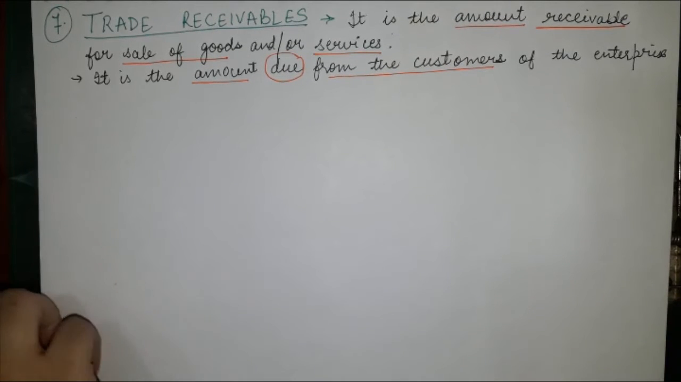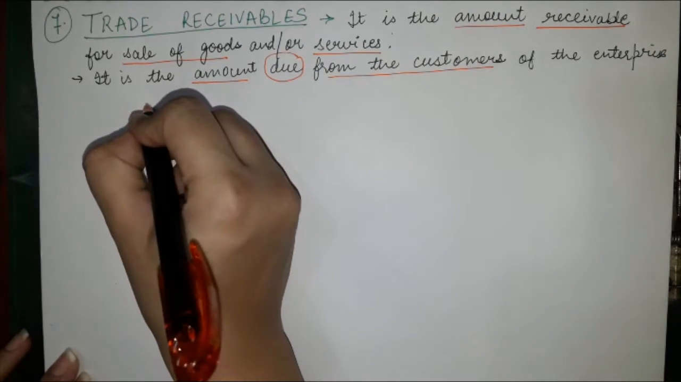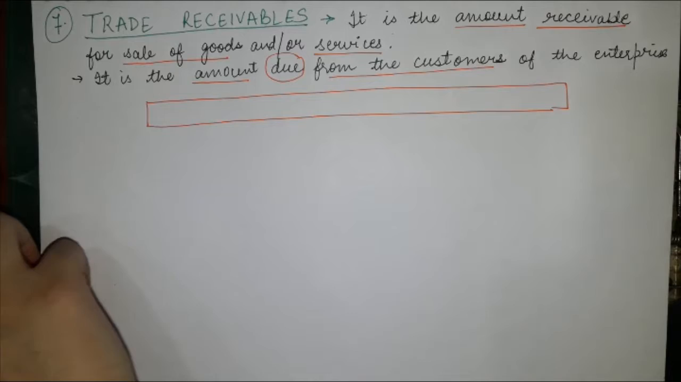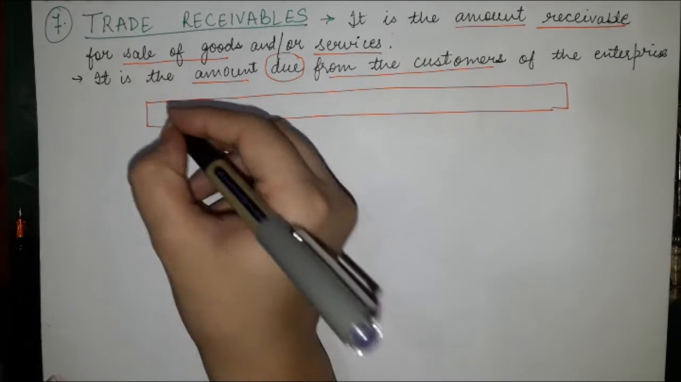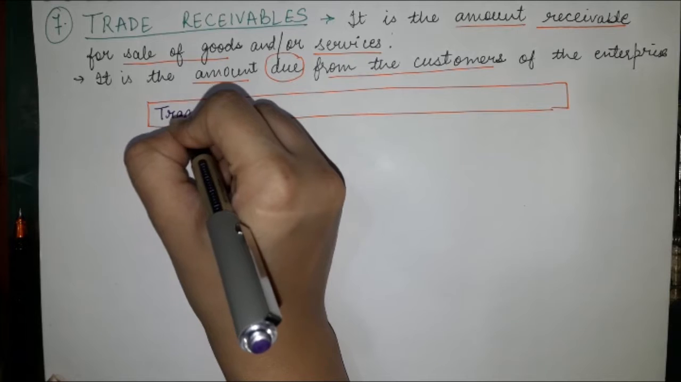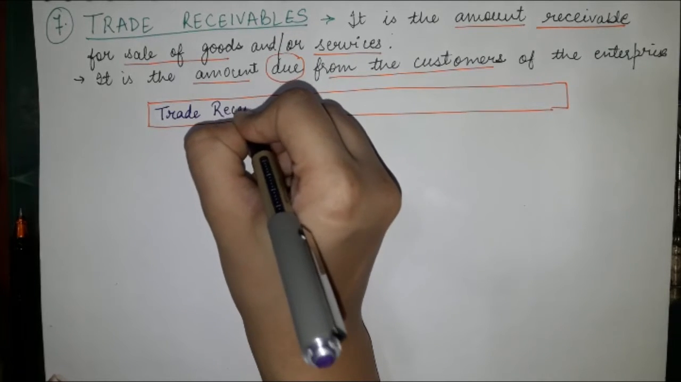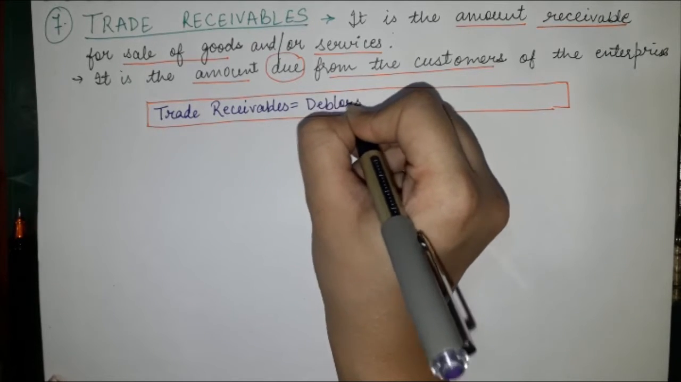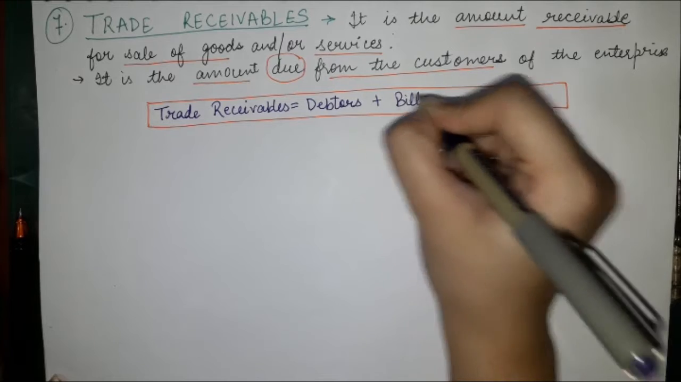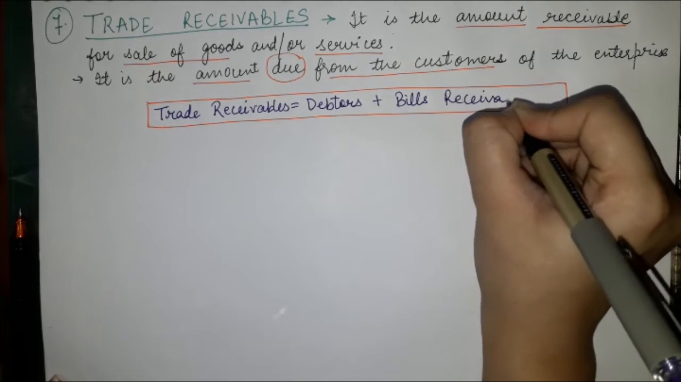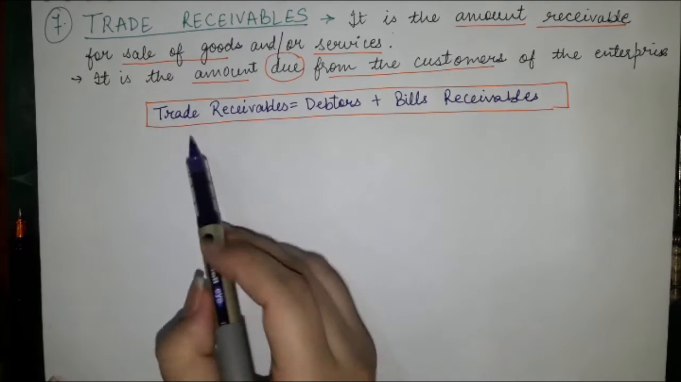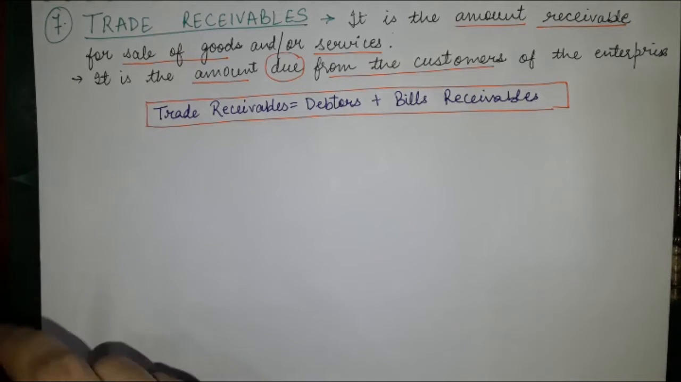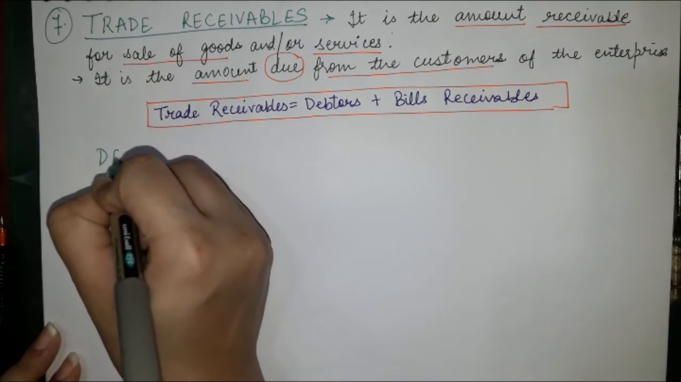Now this equation, if I say, write down this. Trade receivables is equal to debtors plus bills receivables. Okay? ट्रेड रिसीवेबल क्या होता है बच्चे? डेटर्स प्लस बिल्स रिसीवेबल. Now let us understand, इसी में ही हम पढ़ने वाले हैं आपकी टर्म डेटर्स.